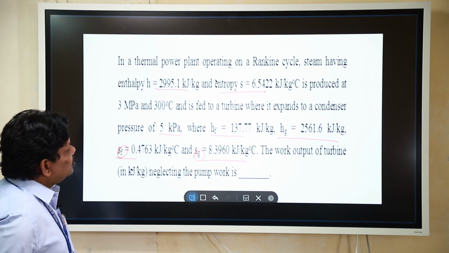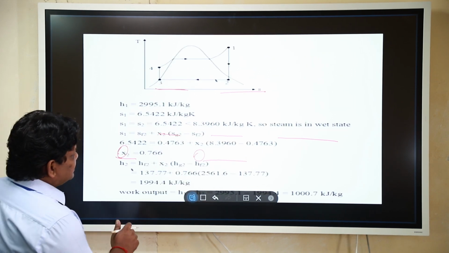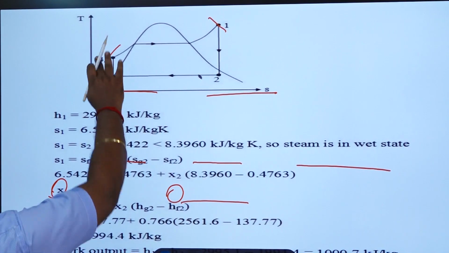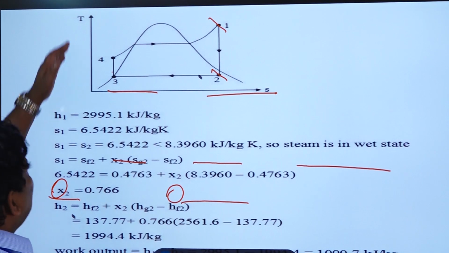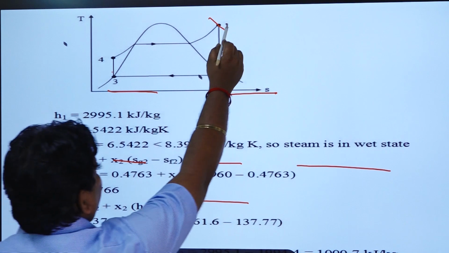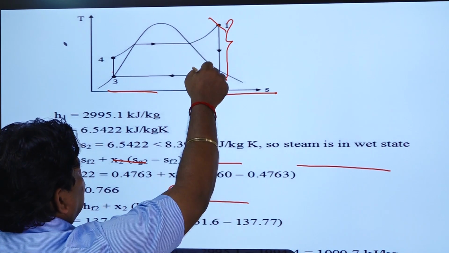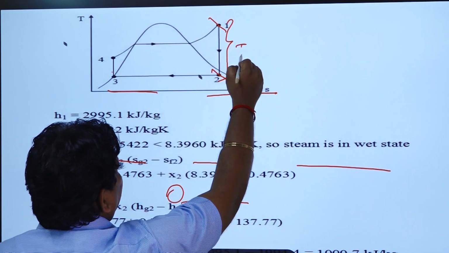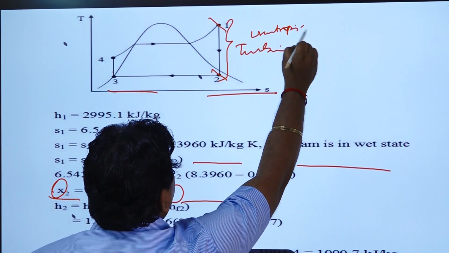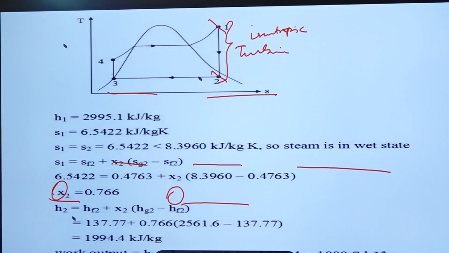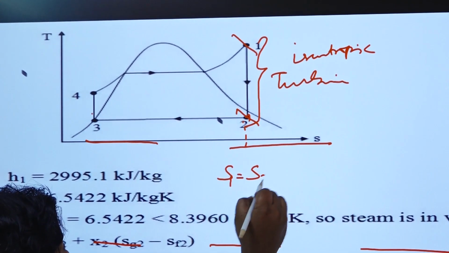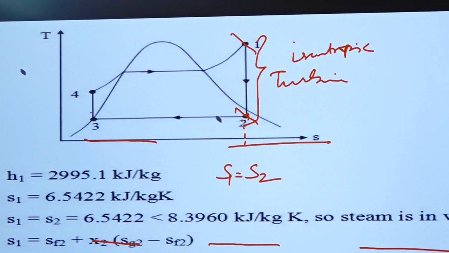So what is the net work output? The net work output, you can see, is H1 minus H2. This is the diagram which represents the Rankine cycle. So you can see that 1 to 2 is expansion at the turbine. The expansion is isentropic expansion. So when you look at this diagram, you can say that S1 is equal to S2. Okay, so this is the hint for you.